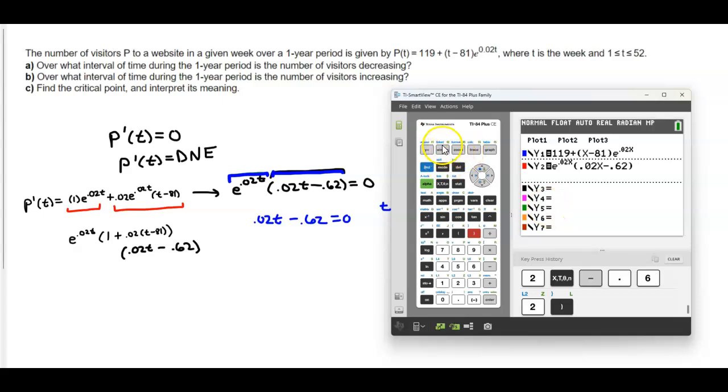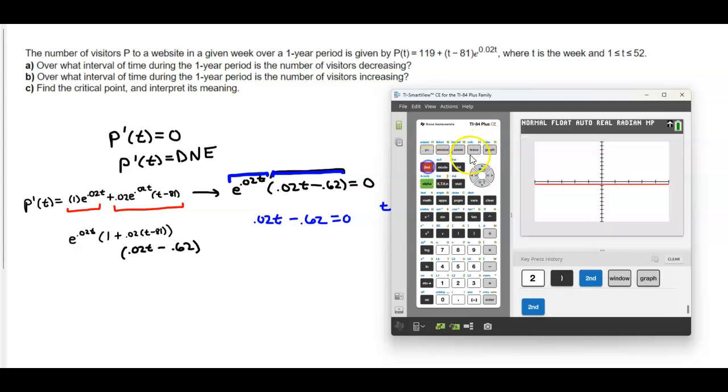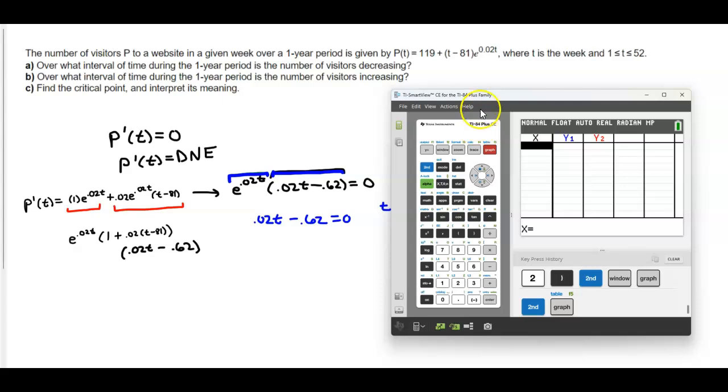Assuming I have my table set menu, so to access that, if you haven't done this already, you would click second window. You want your independent variable set to ask. That way, when I go to the table, which is the secondary option above the graph button, if I hit second graph, I can plug in any values I want.